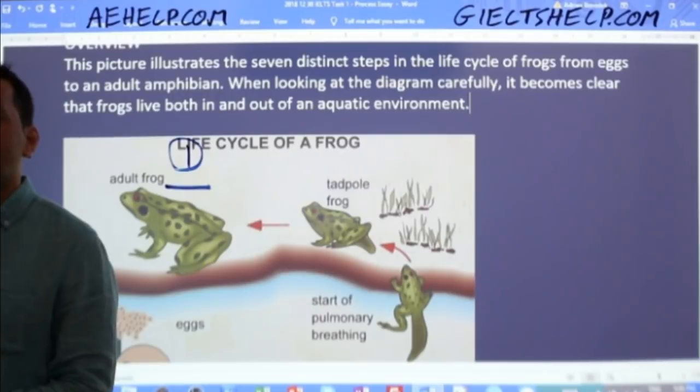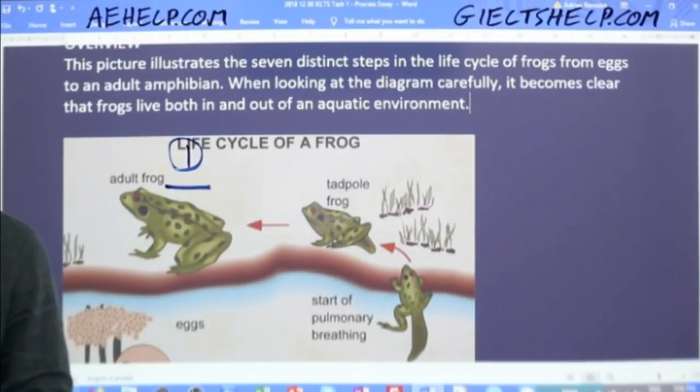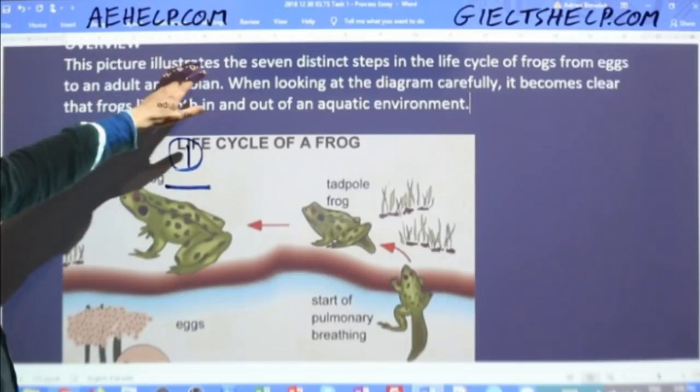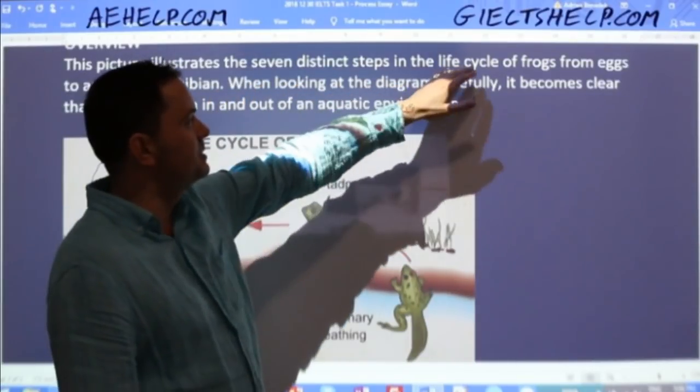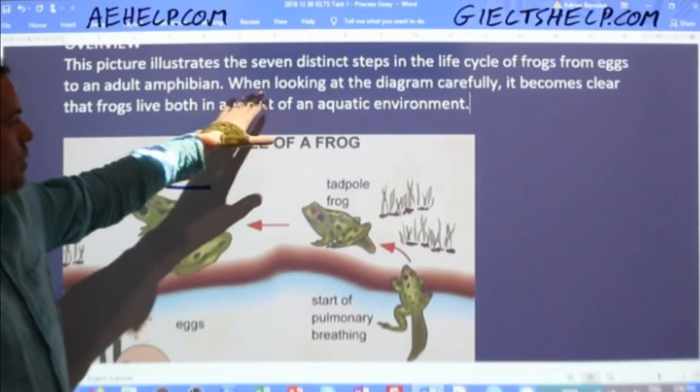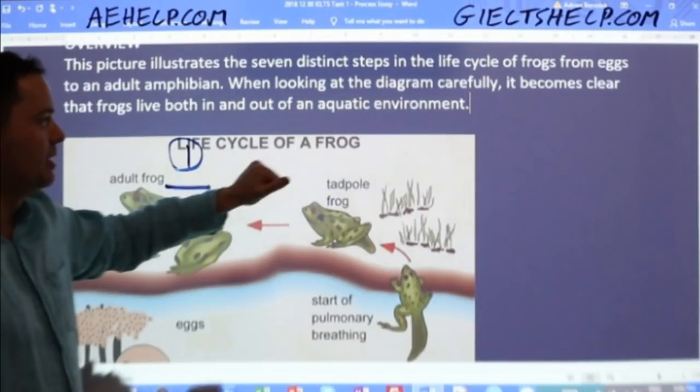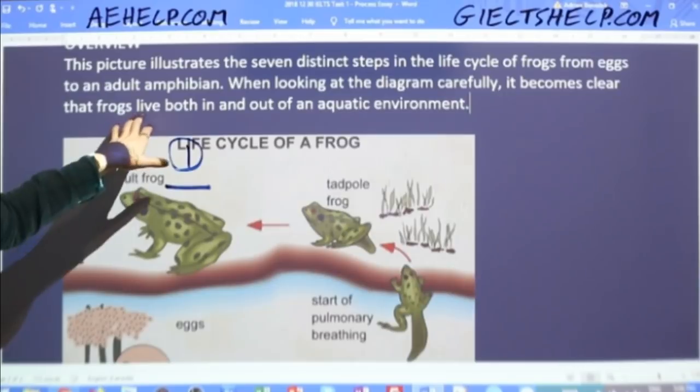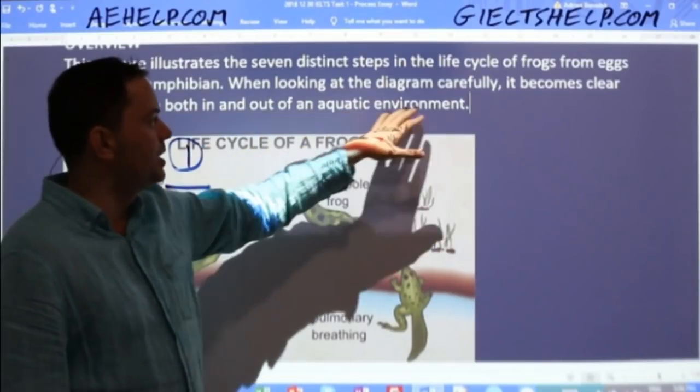Begzat, I think you're jumping ahead there with the breaking through of the front legs and the breathing. That will come later. So this is our overview. This picture illustrates the 7 distinct steps in the life cycle of frogs from eggs to an adult amphibian. When looking at the diagram carefully, it becomes clear that frogs live both in and out of an aquatic environment.